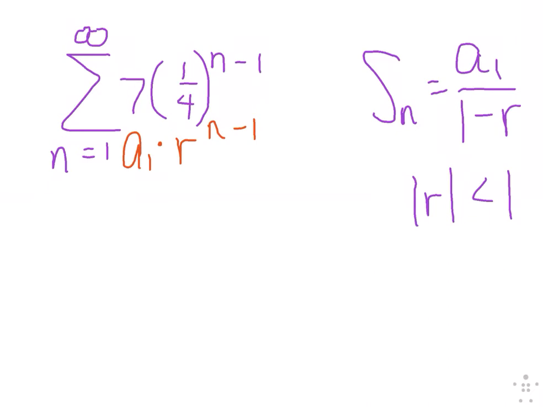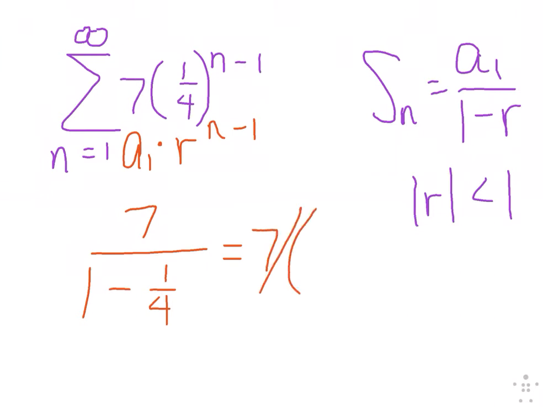Is the r less than 1? Yes. So I can do it. So what is A1 over 1 minus r? 7 divided by 1 minus 1/4, or 0.25. Doesn't matter if you put it as a decimal or as a fraction, you're going to get the same answer regardless. Now, when you're doing this, you could type this in your calculator if you like to, but be careful. It'd be 7 divided by 1 minus 1/4. That's how I would type that into a calculator.